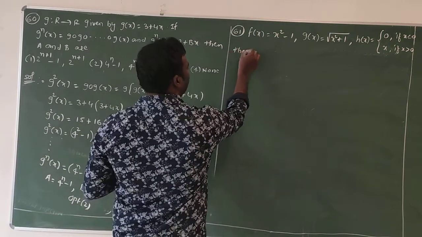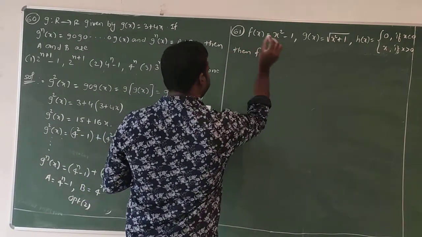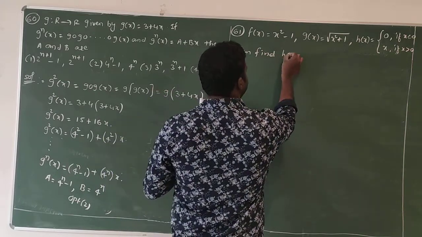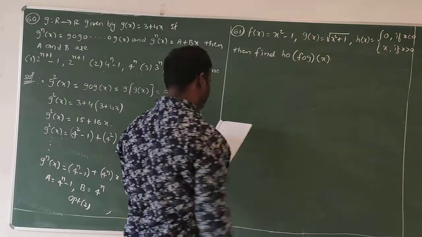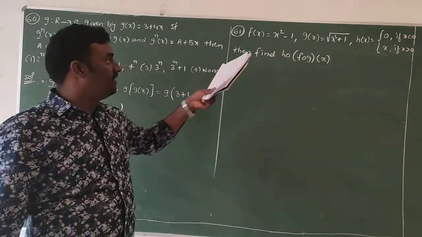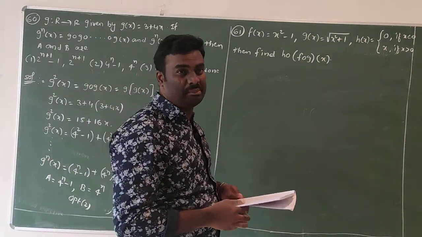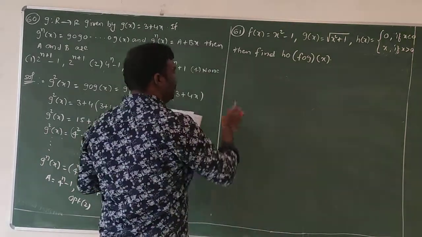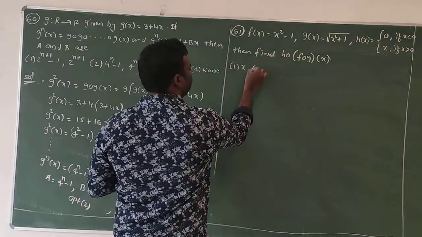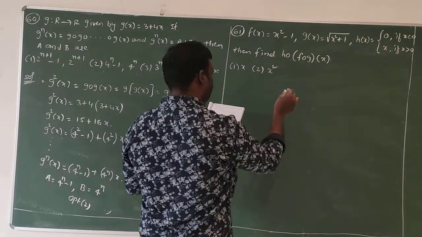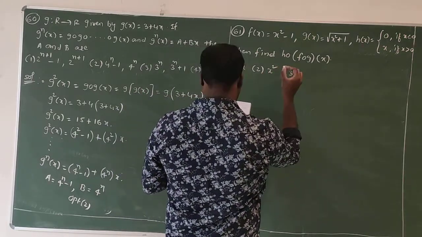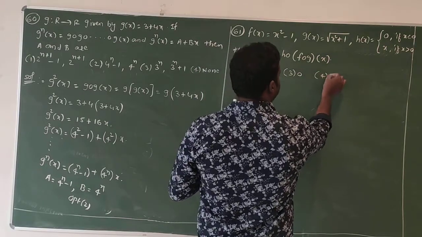Then find h circle f circle g of x. So these are the 3 functions defined from R to R, real numbers to real numbers. Then the first option is x, second option is x square, third option is 0, and fourth option is none of these.